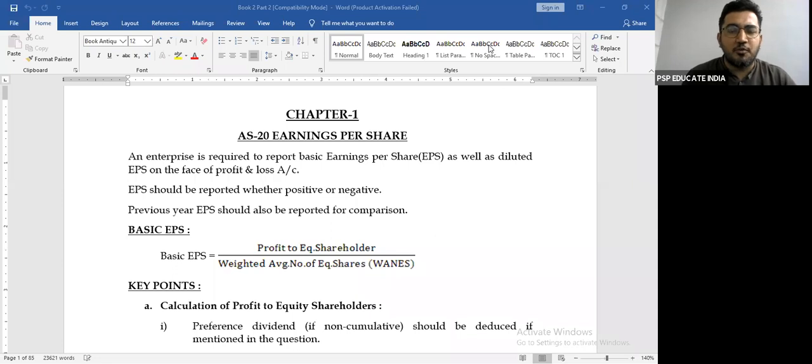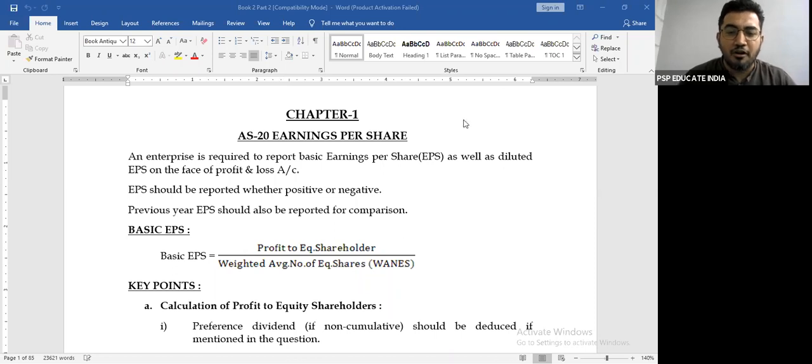Whenever you have profit, you will have positive earnings per share. However, in case you have a loss, then you will have negative EPS. Both positive or negative EPS needs to be reported in the financial statements. You also have to report the previous year EPS so that you can have proper comparison as to whether your EPS is increasing or reducing every time. So EPS needs to be reported even if it is positive or negative, and previous year EPS also needs to be reported for comparison.